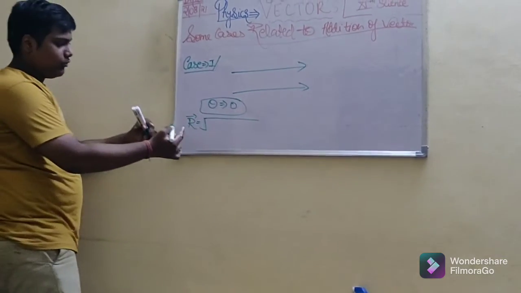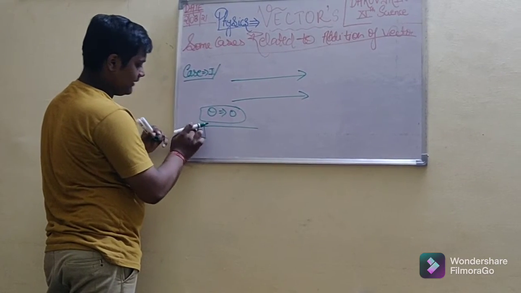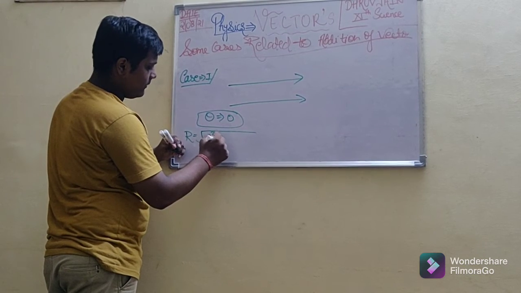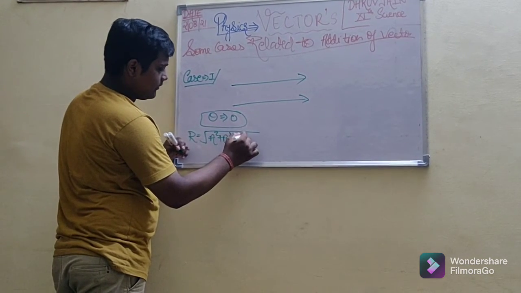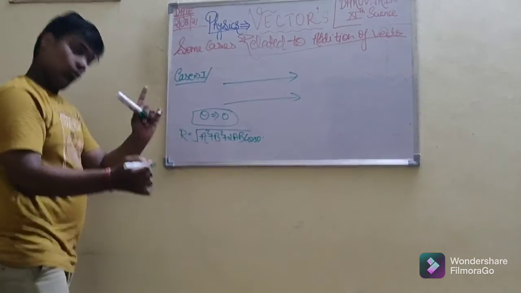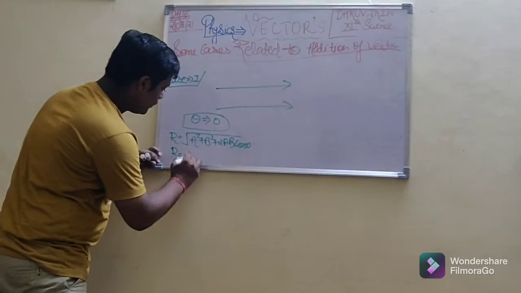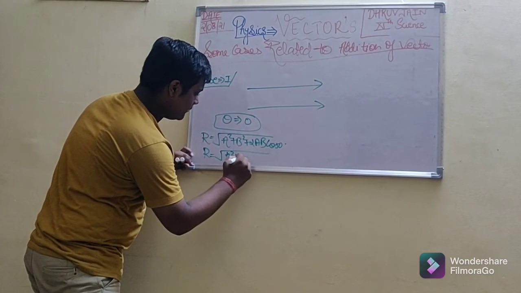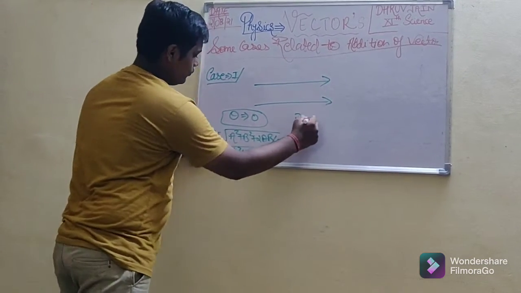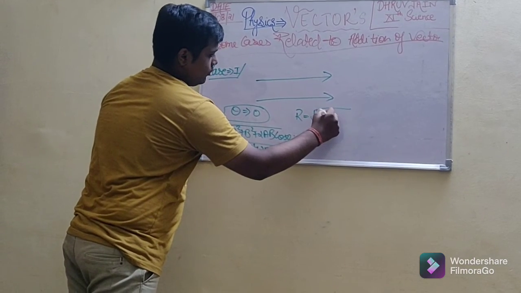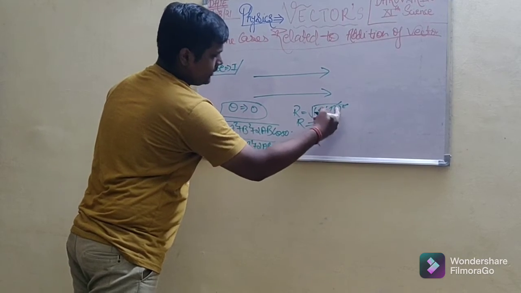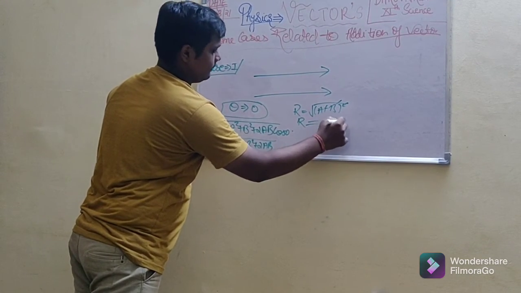Let us apply the formula. The magnitude of the resultant is root of A square plus B square plus 2AB cos 0 degree. And cos 0 degree is what? 1. So it will be root of A square plus B square plus 2AB, and it will be directly equal to root of (A plus B) whole square. We can cut both the root and the square, so it will be equal to A plus B.